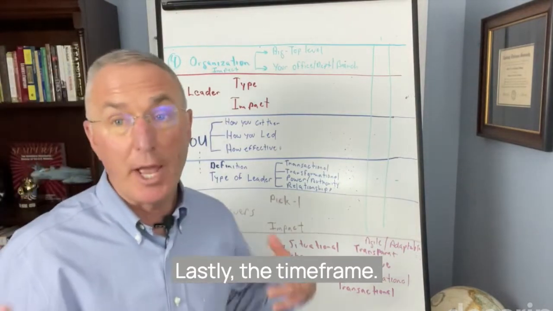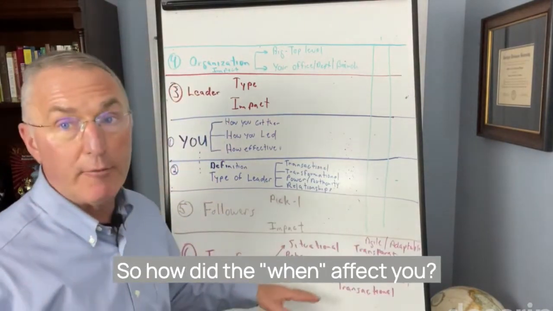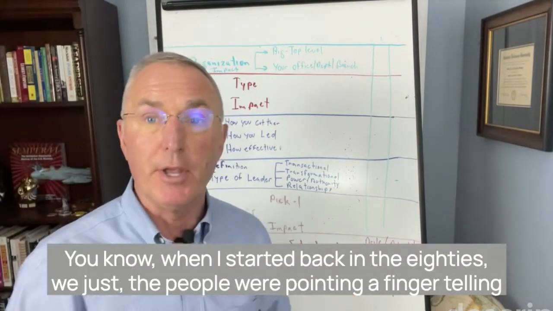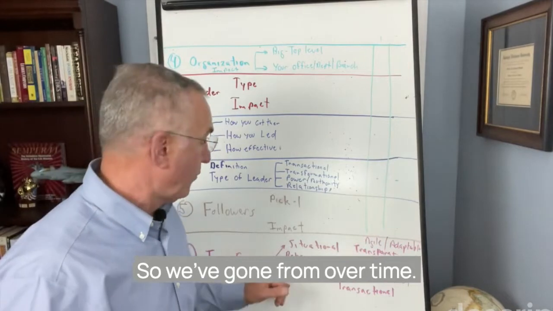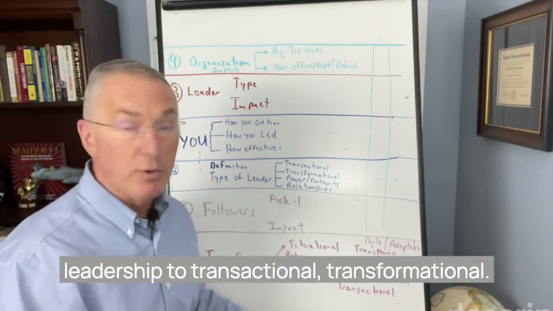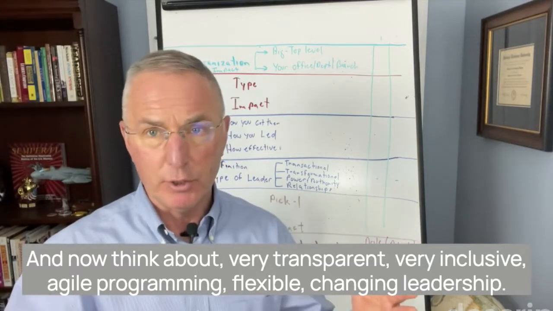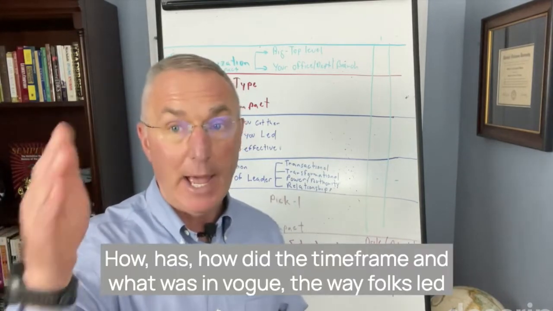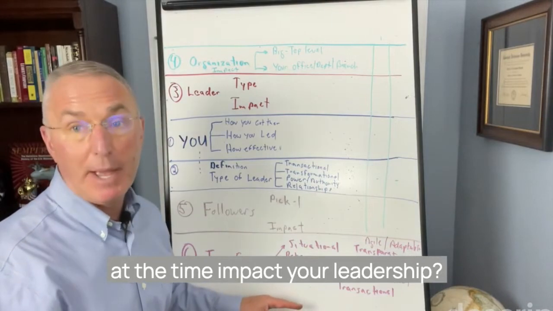Lastly, the time frame. We are who we are because of where we were and when we were there. So how did the when affect you? What was in vogue for leadership? When I started back in the 80s, people were pointing their finger, telling you what to do, and off you went and did it. Things have changed quite a bit, a lot more input. Over time we've gone from great man theory, trait theory, behavior theory of how people lead, situational leadership to transactional, transformational, and now very transparent, very inclusive, agile, flexible, changing leadership. How did the time frame and what was in vogue, the way folks led at the time, impact your leadership?